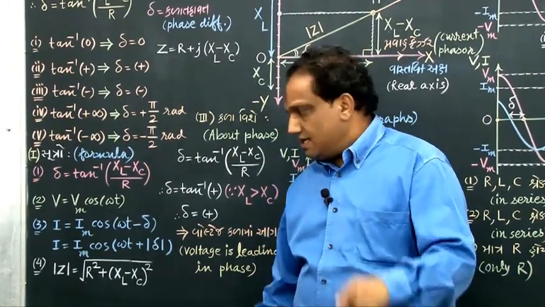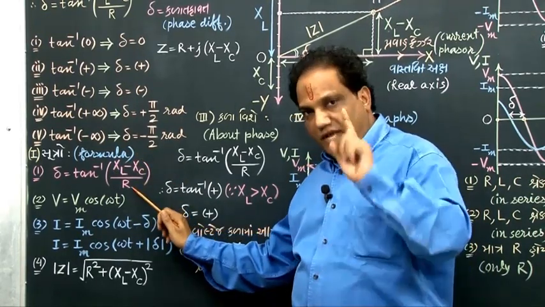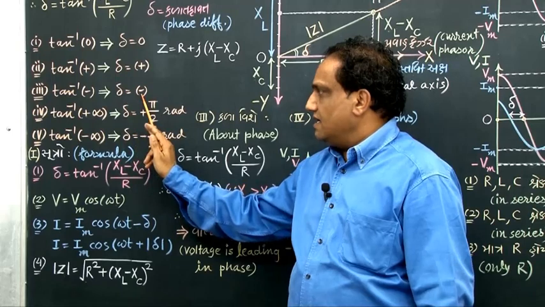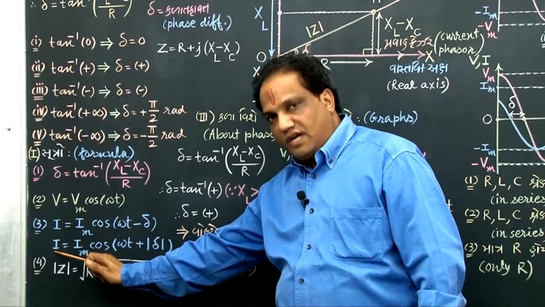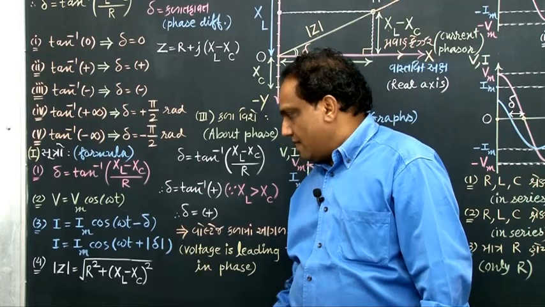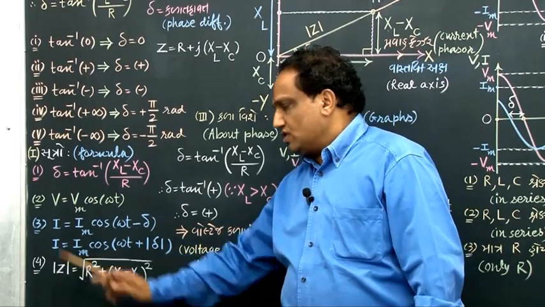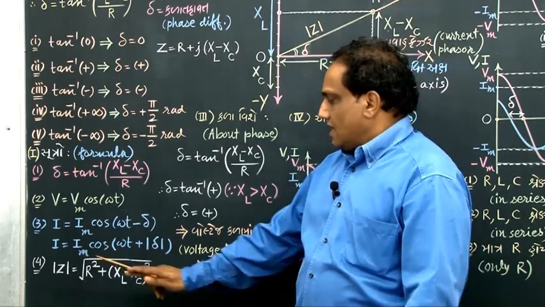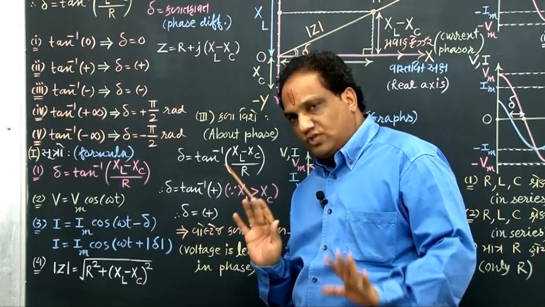Because XL is less than XC, smaller number minus bigger number will give you a negative number. Negative upon positive will be negative. Tan inverse of a negative number, then delta is negative. When delta is negative, you must use this formula of alternating current: I equals Im cos of (omega t plus mod delta). This phase is more than this phase by the amount mod delta. So, because the phase of current is more, current is leading ahead in phase. Come on, the mod Z formula is the same, under root of R square plus (XL minus XC) whole square.